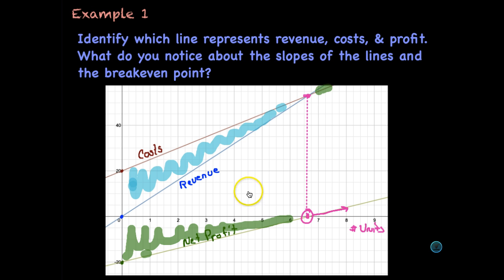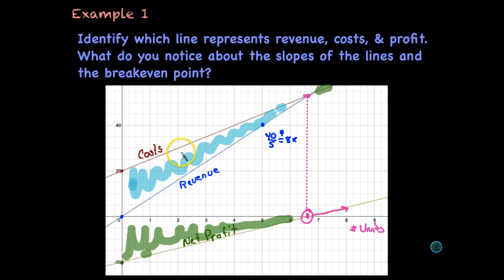Let's do a little more analysis. Let's go ahead and look at the slope of our revenue line and then of our cost line. So let's find a point that has a crosshair. It looks like right here. At 5 units, we have $40 of income. So if we find the slope of that, 40 divided by 5, and I can do that because we start at 0, 0, we know the slope of this line is $8 per unit.